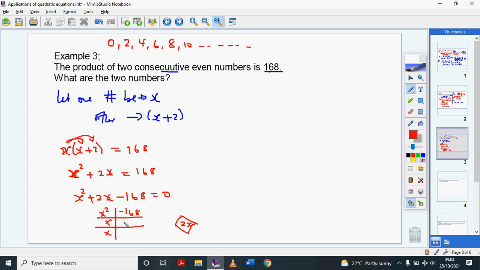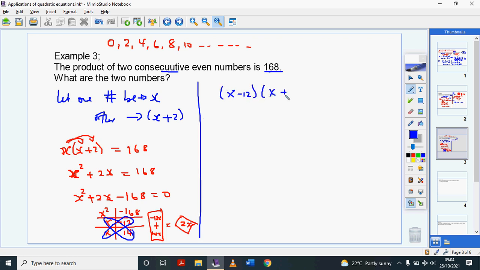I think you'll find that those two numbers are 12 and 14. Then they have to add here and give me a positive. So I hope you can see that 12 has to be negative, so that will be negative 12x, and this is 14x. So my factors are x minus 12 and x plus 14.